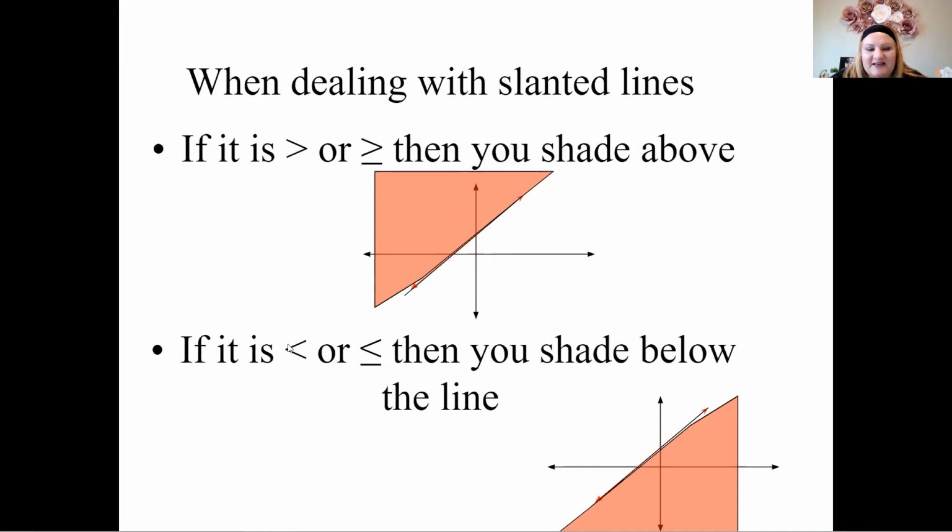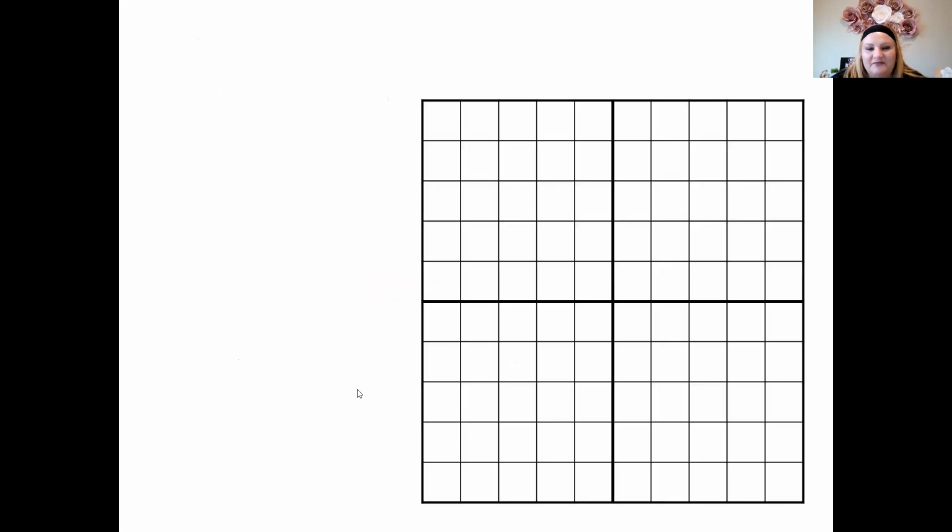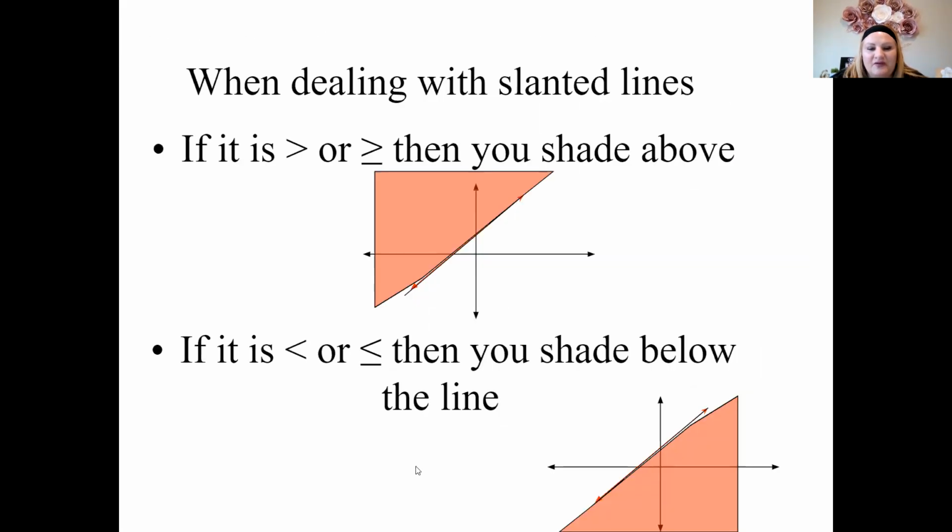If it is less than or equal to, then you shade below the line. Let me go back to that. So you go below the line. If you look at where the line is graphed, the shading is below because it's all the y values that are less than. So the y values are less than on this side below, and the y values are greater than on this side.